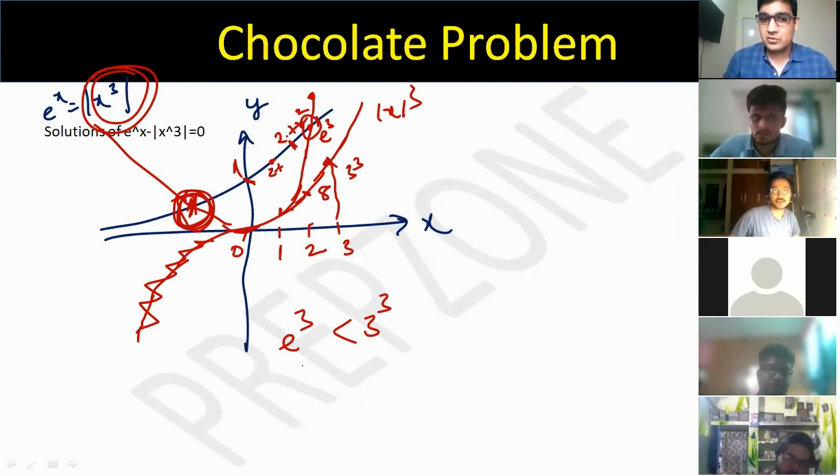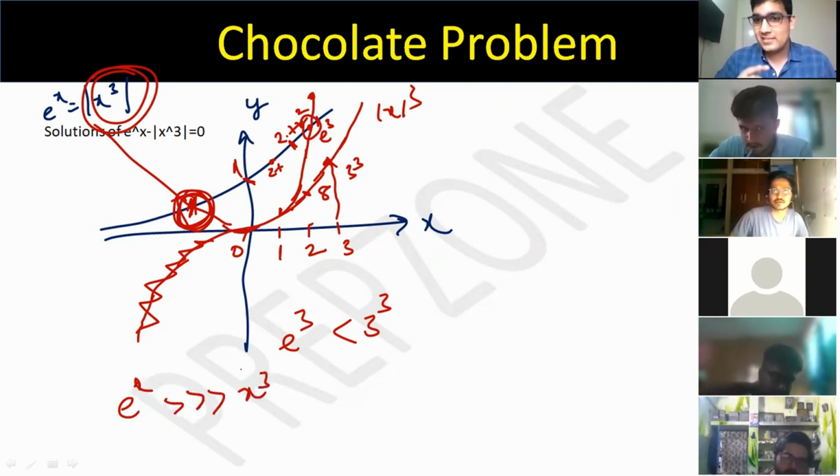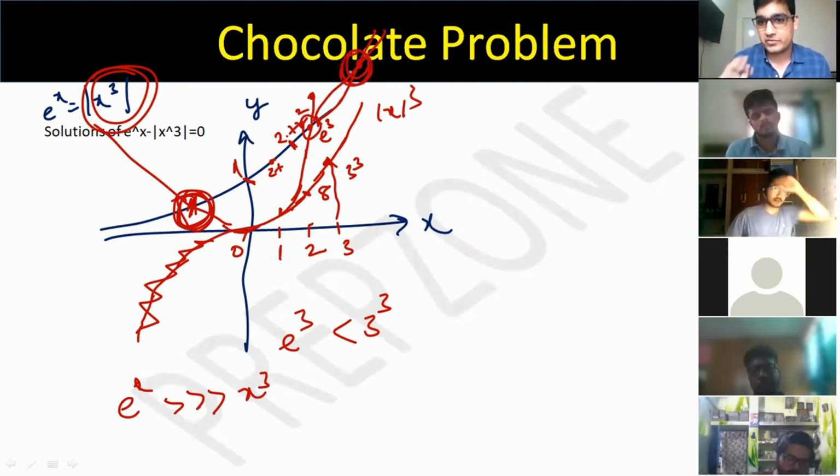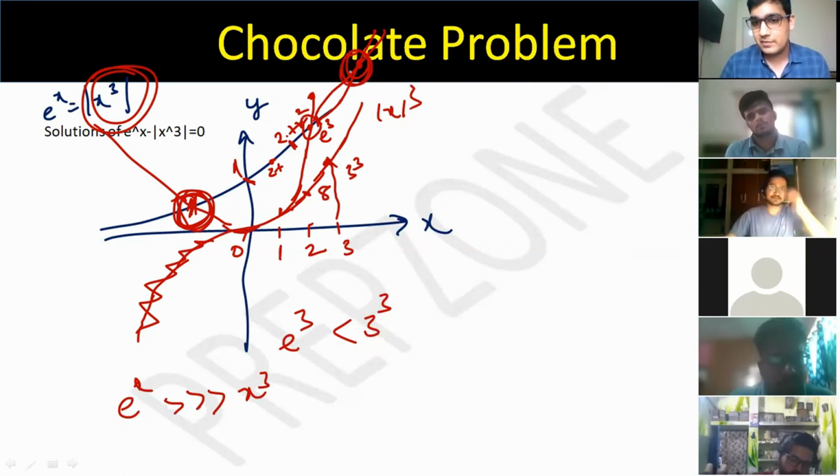But we eventually know that the growth rate of e to the power x is very, very much higher than x cube. So at some value of x tending to infinity, e to the power x will again overtake, because it is an exponential function. So this is how e to the power x is going, and then finally at some value it is going to cut this again. So at a very high value of x, there will be a third intersection point. So in total, we have 3 intersection points.